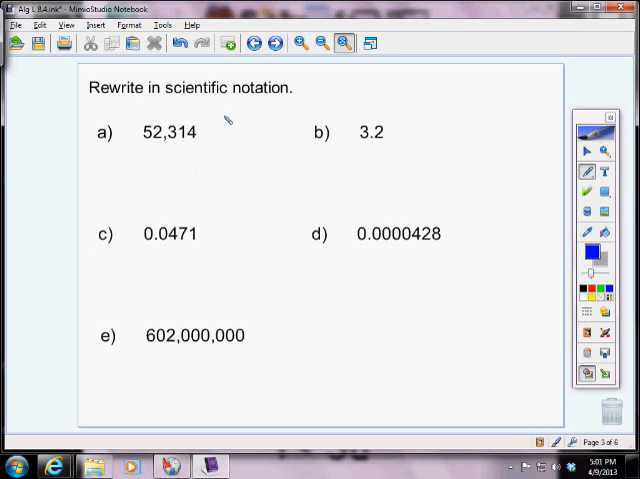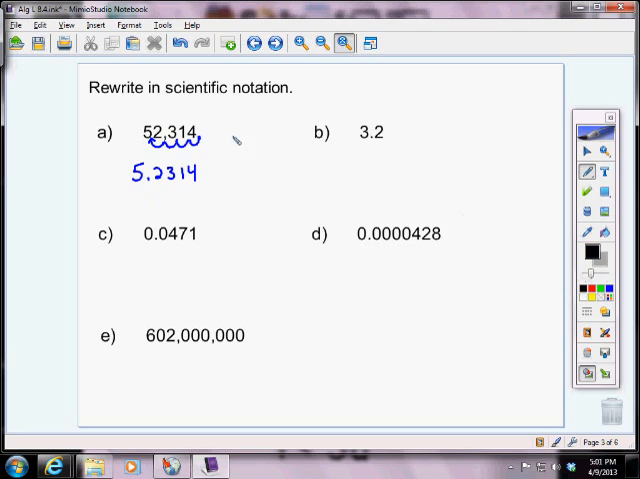Find your decimal point. I don't see one, okay? So I'm going to know it's there at the end. And I'm going to move it over until I get a number between 1 and 10. I moved it over once. 5,231.4. Nope, not enough. Moved it over again. 523.14. Not yet. Move over again. 52.314. Not yet. One more. 5.2314. Okay, so I've now made this a number between 1 and 10.